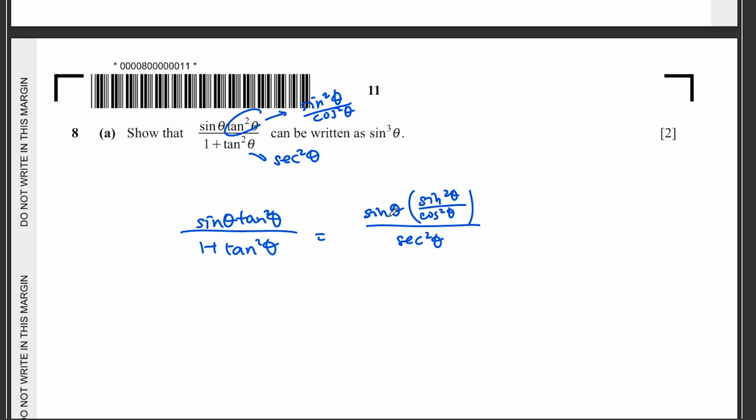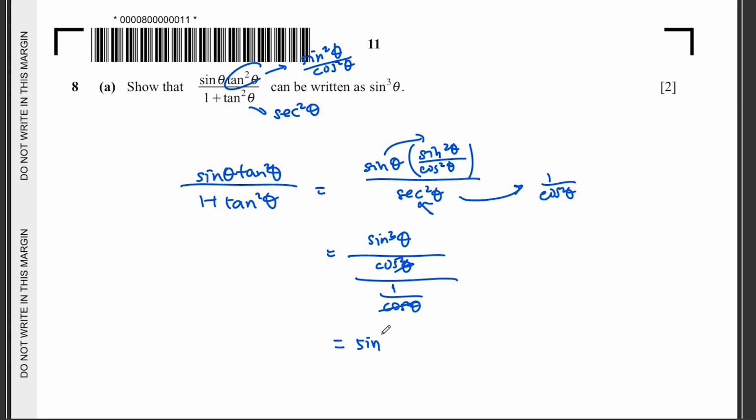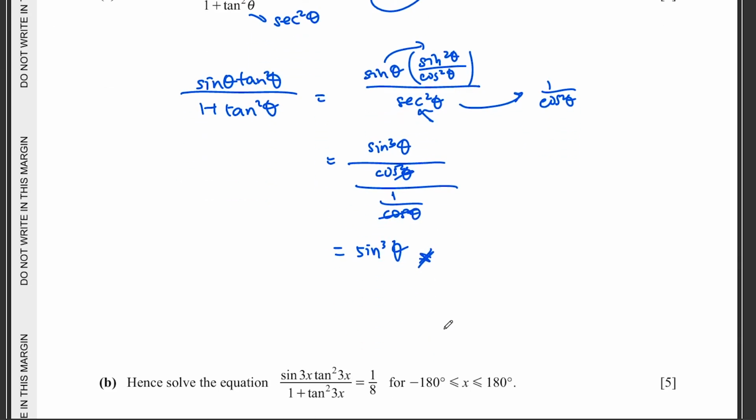At this point, I can combine the numerators here, and secant squared, I can rewrite as 1 over cosine squared. So sine cubed theta cosine squared theta times 1 over cosine squared theta. These two cancel out, and what I'm left with is just sine cubed theta. So that is now the equivalent of sine cubed.